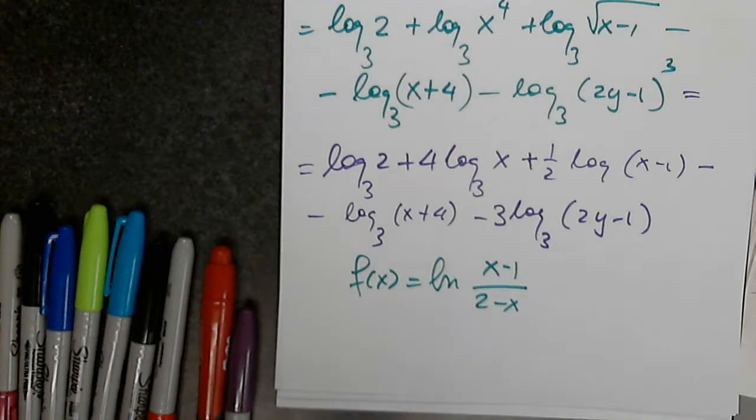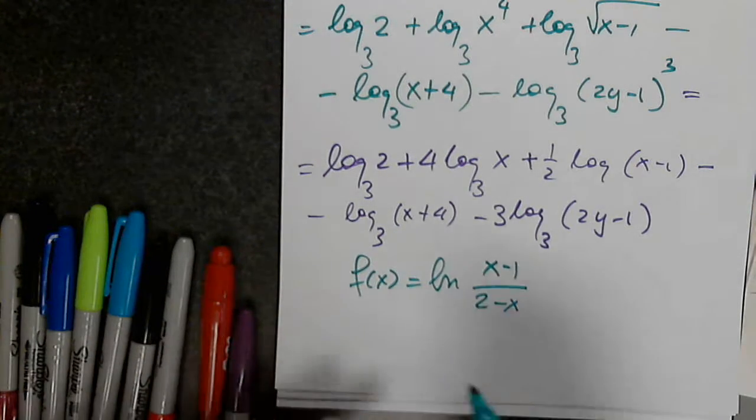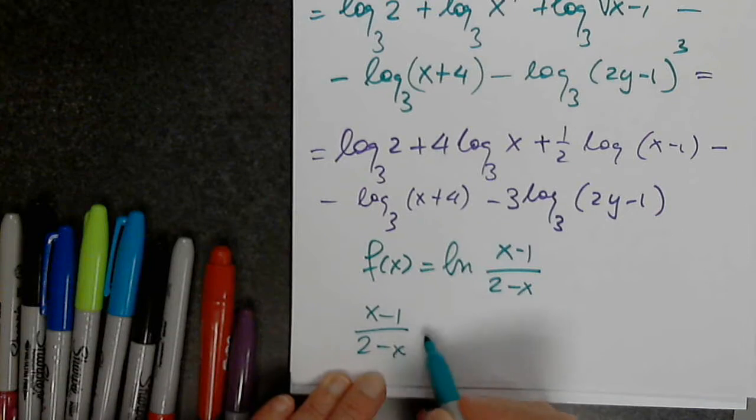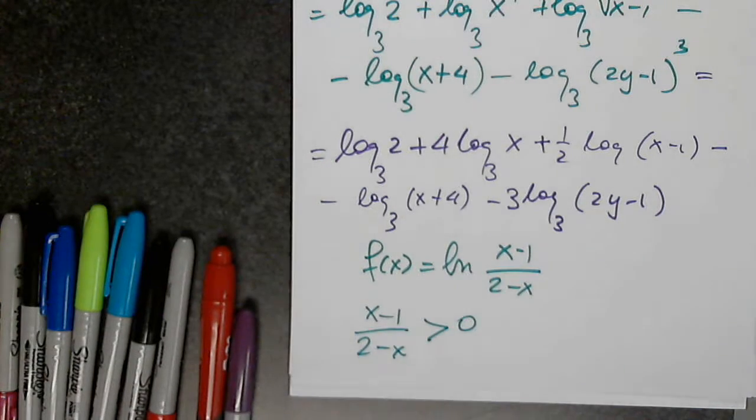So, I have log applied to a quantity. What is the condition that the quantity has to fulfill? Otherwise, it cannot be inside a log. Greater than 0. Excellent. So, x minus 1 over 2 minus x is greater than 0. Excellent. Now, I have to go back to chapter 1.